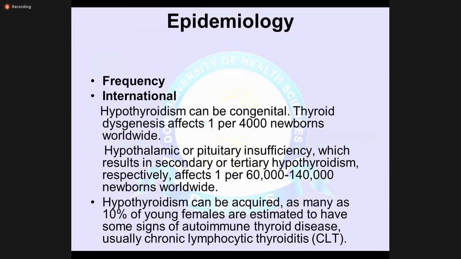Now the epidemiology. Hypothyroidism can be congenital. Thyroid dysgenesis affects 1 per 4,000 newborns worldwide. Hypothalamic or pituitary insufficiency.